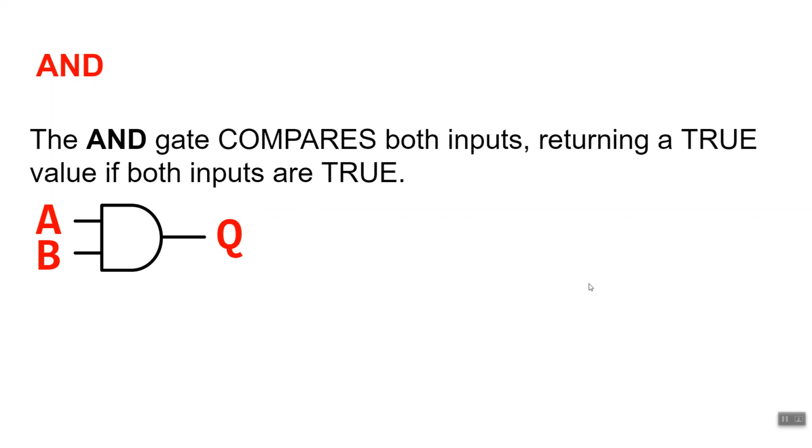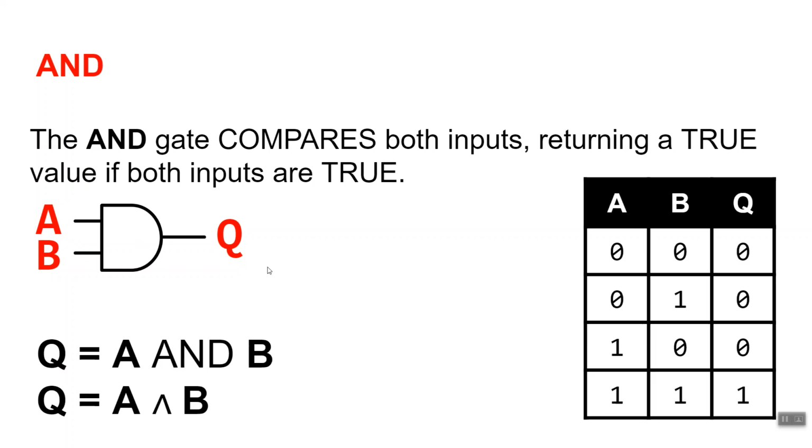AND is different. This time you'll notice that there are 2 inputs, and the AND gate compares both inputs. It will return a true value, or a 1 if you like, if both inputs are true, and both of them must be true. So both of these values must be 1 or switched on if we're going to generate a true value. So this is what this looks like: Q equals A AND B, and again we've got a symbol that we can use to express this. Get used to the use of that symbol because you will see it used in questions.